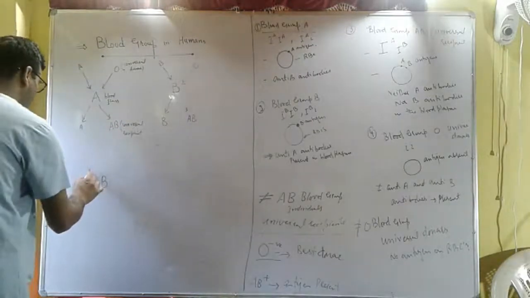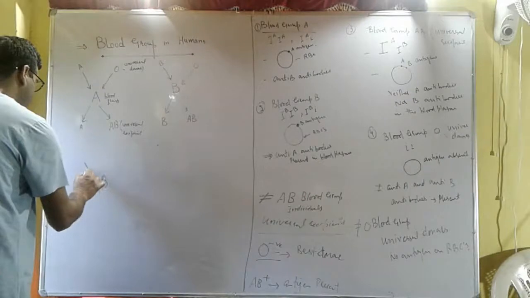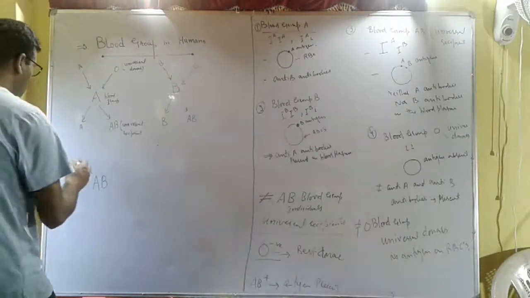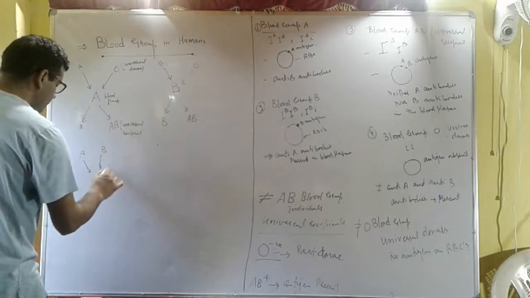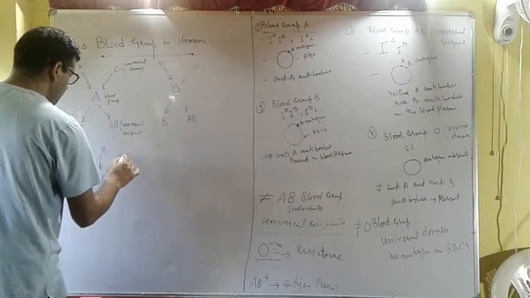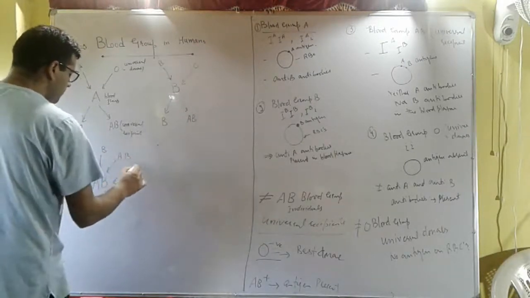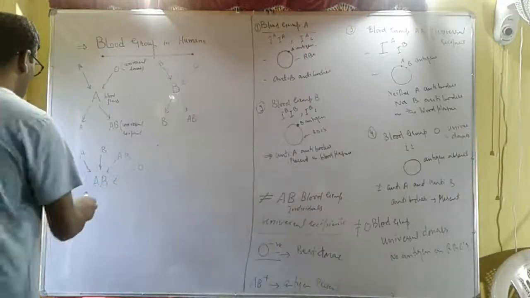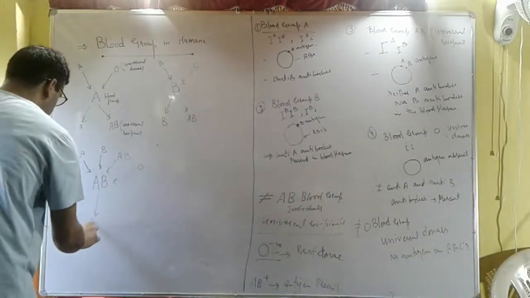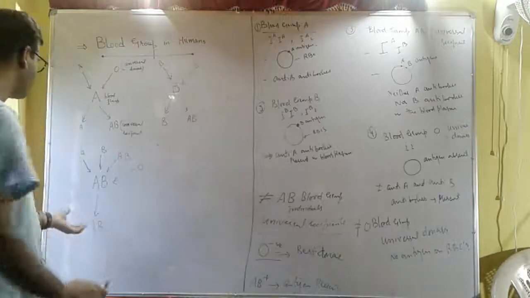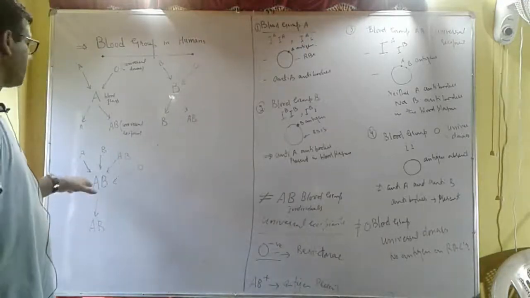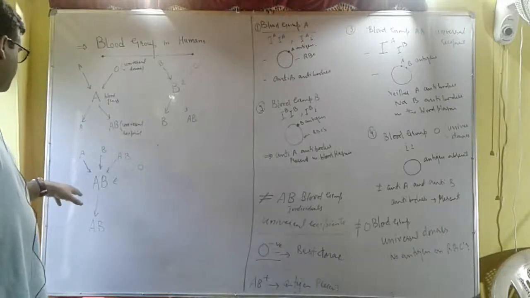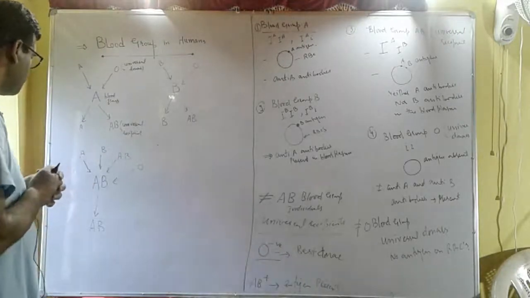It can receive blood from A, it can receive blood from B, it can receive blood from AB, and it can receive blood from O, because it is universal recipient. And it can give blood to AB only, because it is having antigen A and B on the surface of RBCs.